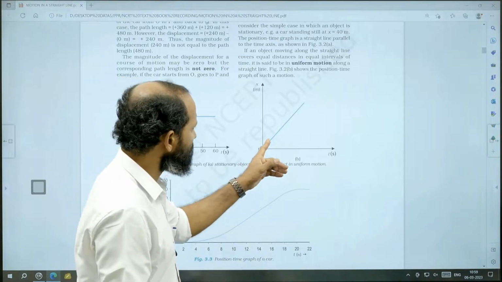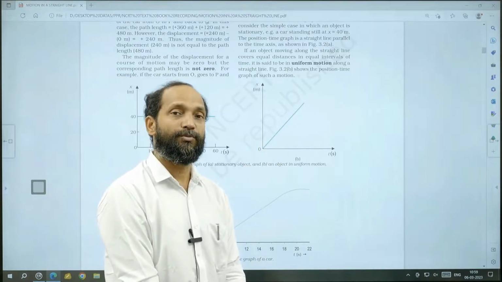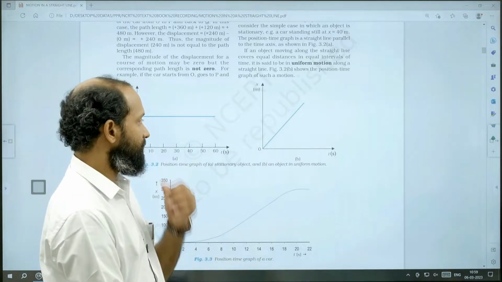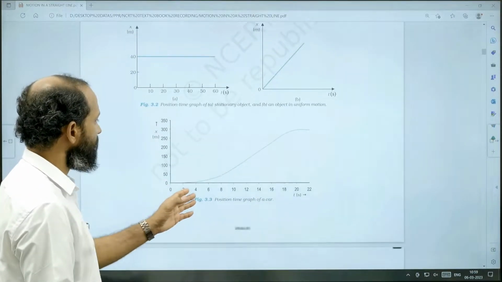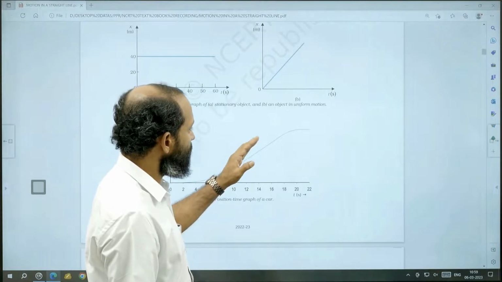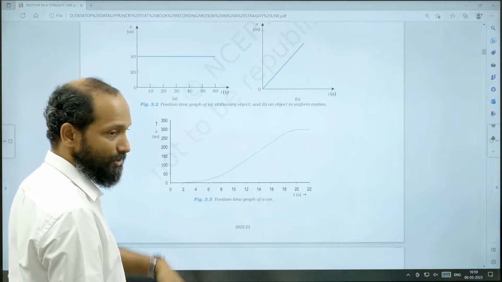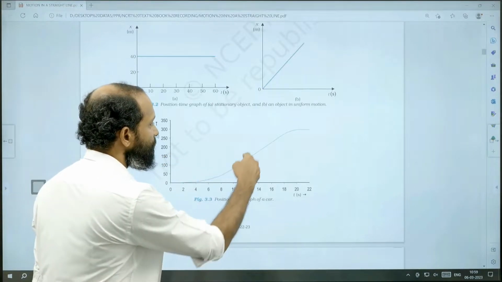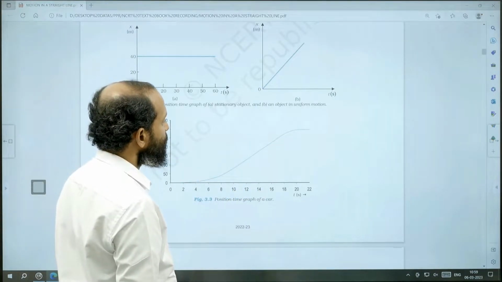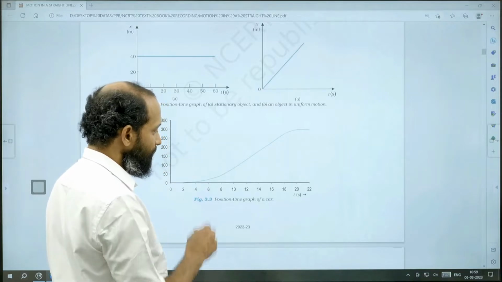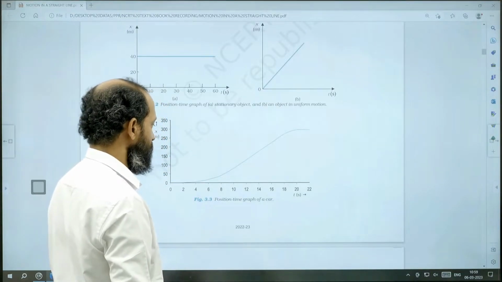So what is the acceleration of this body? 0, because body moves with uniform velocity. That type of questions are important. Next one, position changes non-linearly. That means velocity is not a constant. Slope at any instant varies. So velocity is not a constant. Body moves with variable velocity.